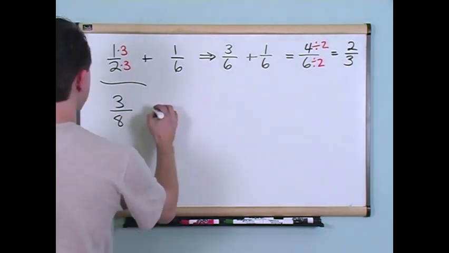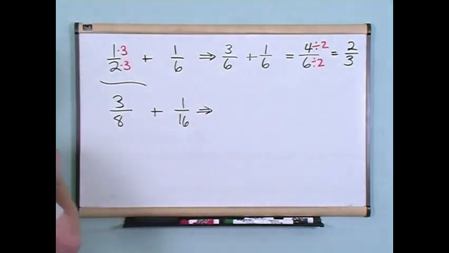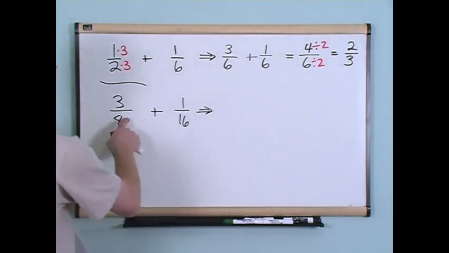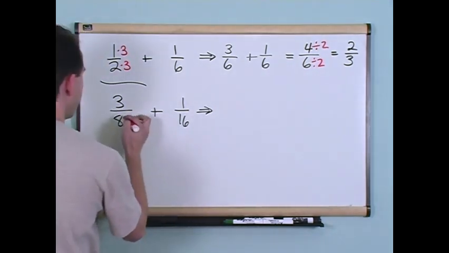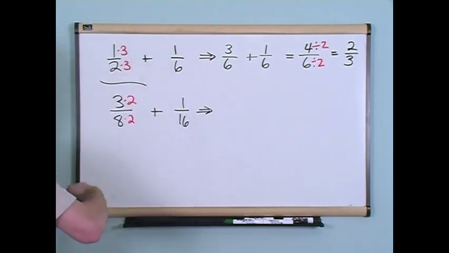3/8 plus 1/16. Okay? What can I multiply this fraction by that would give me a 16 on the bottom? Well, I know that 8 times 2 is 16. So 8 times 2 is 16. I got to do the same thing to the top.